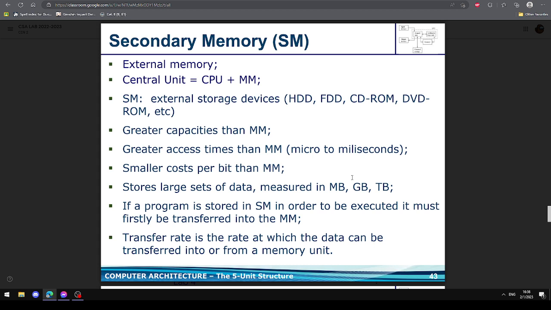Stores large sets of data measured in megabytes, gigabytes, and terabytes. If a program is stored in SM, secondary memory, in order to be executed, it must first be transferred to the MM. Transfer rate is the rate at which the data can be transferred into or from a memory unit.